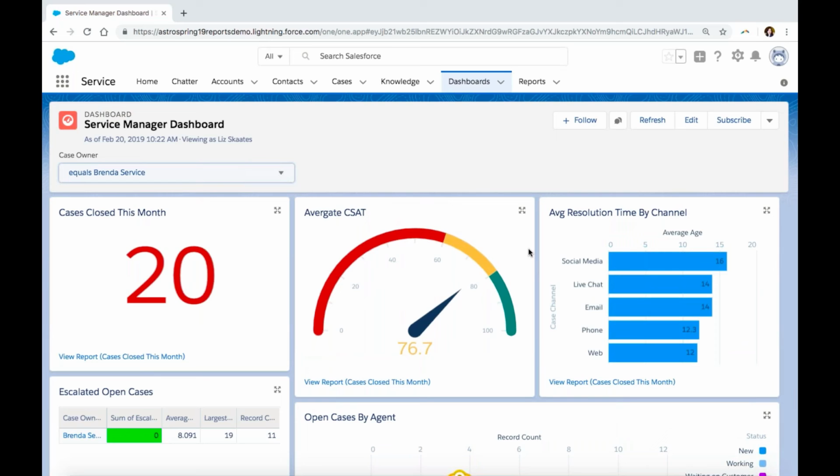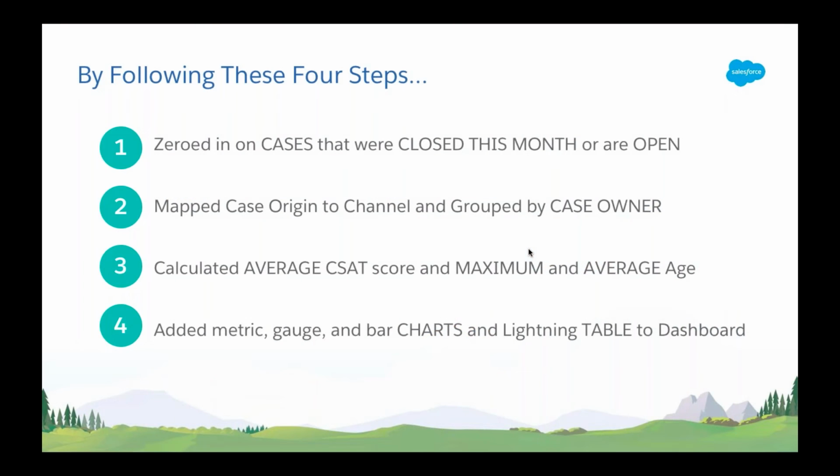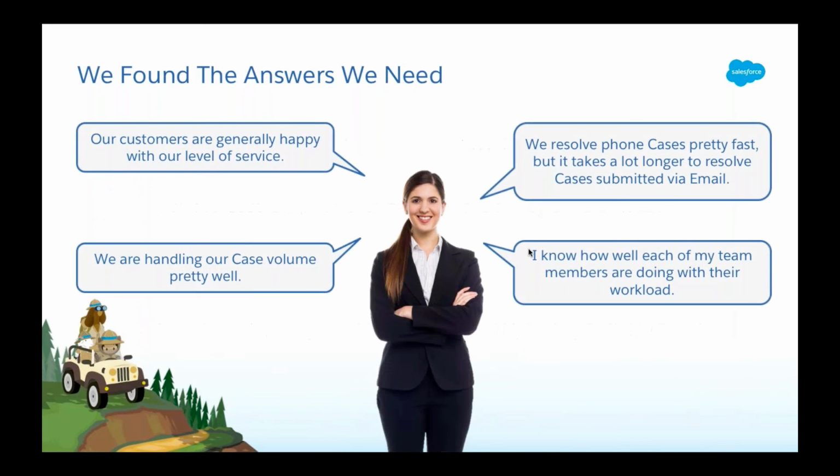All right, so let's summarize what we just did here. We followed those 4 steps to find the cases that were either closed this month or are currently open. We used a bucket column so that we could get metrics for that new bucket called channel. We calculated the average CSAT score and found out the average age or the maximum age for some of these cases. And then we added various charts and a lightning table to a dashboard for Mark to view. And by doing so, now Mark has an idea of how happy our customers are with our service, whether our team is handling the case volume pretty well, and how well each individual agent is doing with their performance.